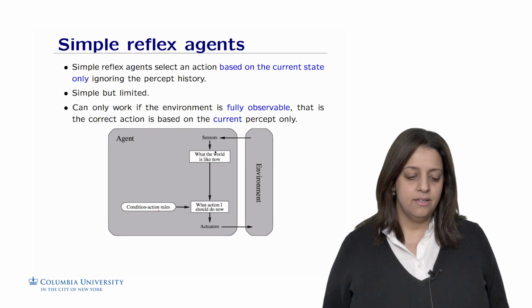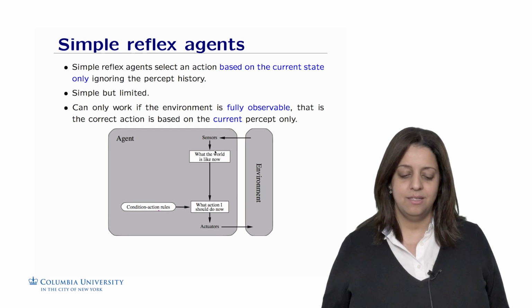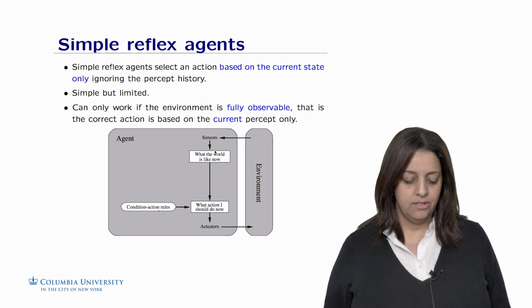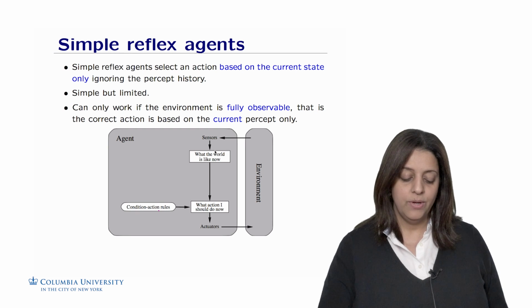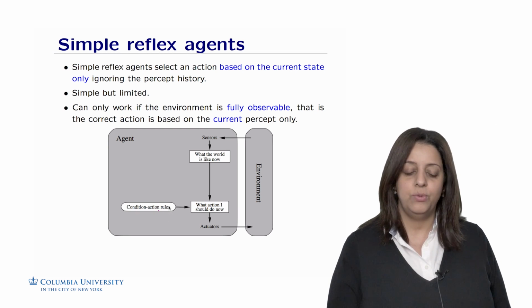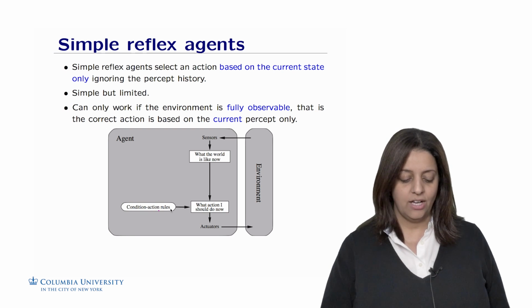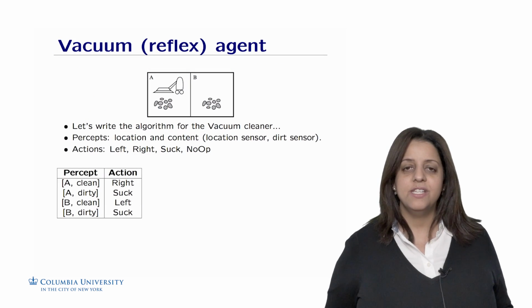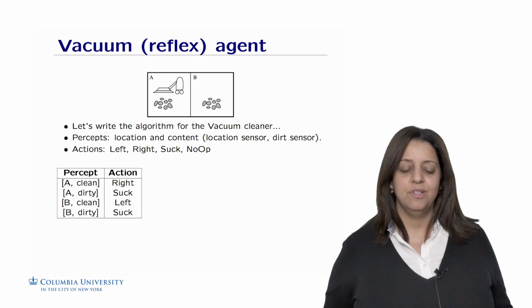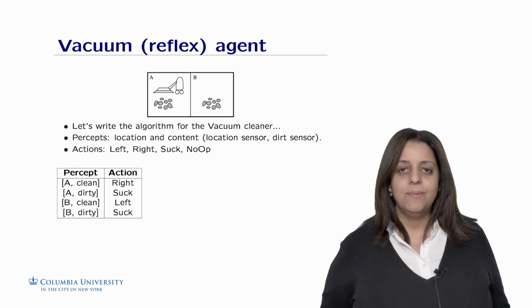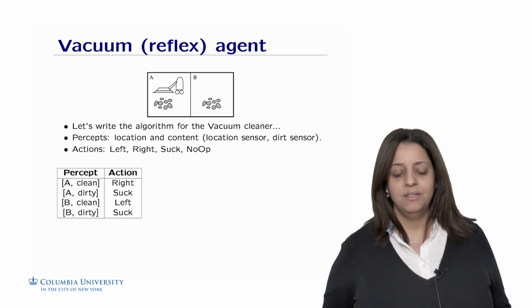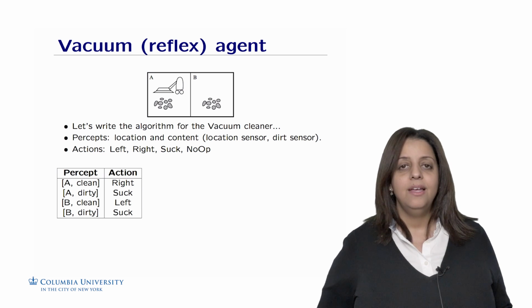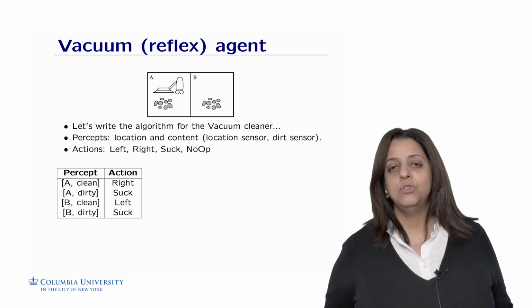Simple reflex agents are illustrated with this diagram here that looks like the general diagram we saw earlier. So we still have the environment and the agent, but in this case, we are going to use a condition-action rule that will map each percept to the action it should do. To illustrate the concept of a simple reflex agent, let's take again our example of the simple vacuum world in which we have 2 rooms, A and B, and the vacuum needs to figure out what to do. The percepts are the location and the content that are detected by the location sensor and the dirt sensor. And the actions are going left, right, suck, or do nothing.